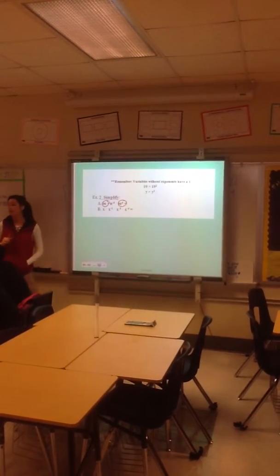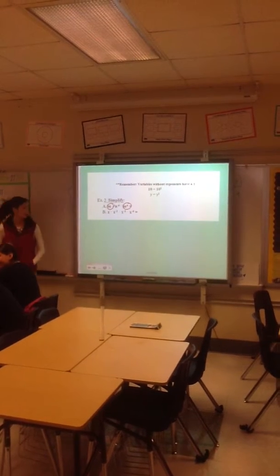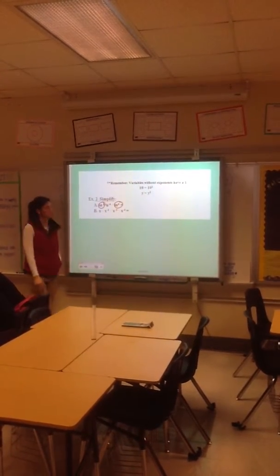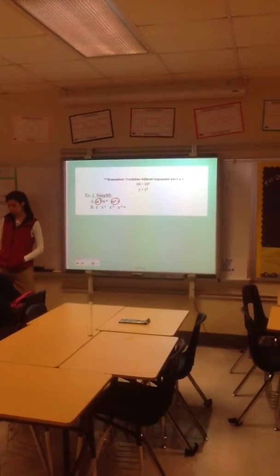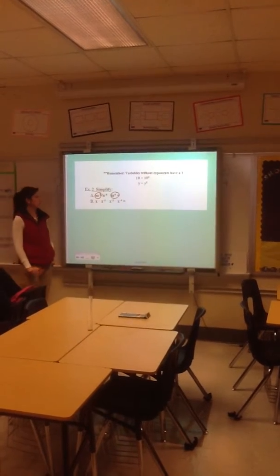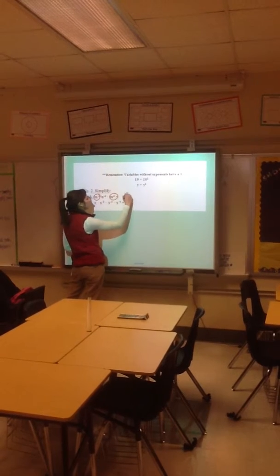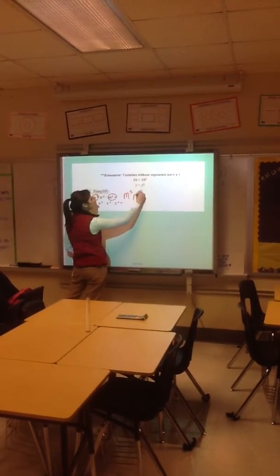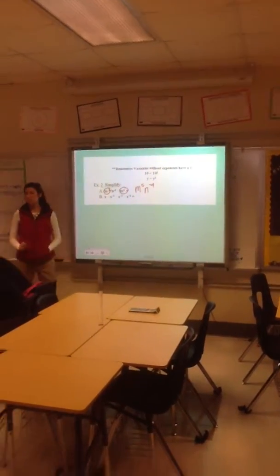And what do you need to put on that first M? A 1. Awesome. Alright, so how many total M's do you have? 5. 5 M's. And how many N's? Negative 4. Okay, so would this be the most simplified version?